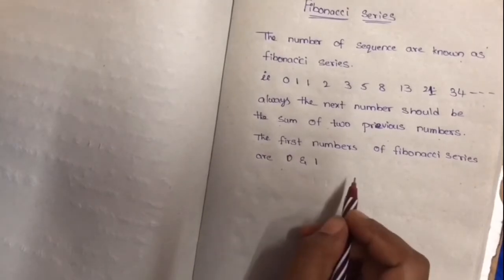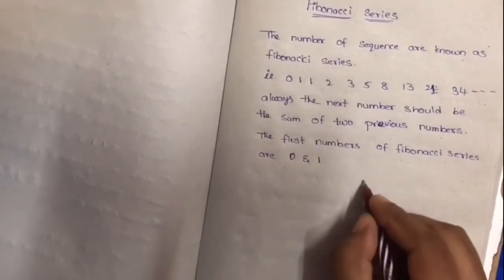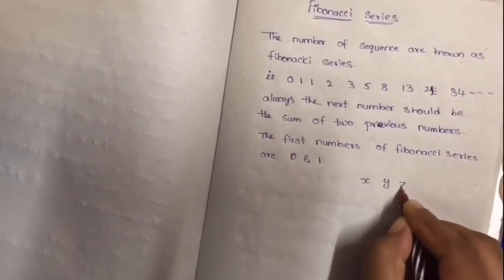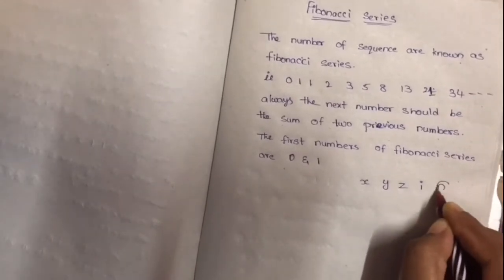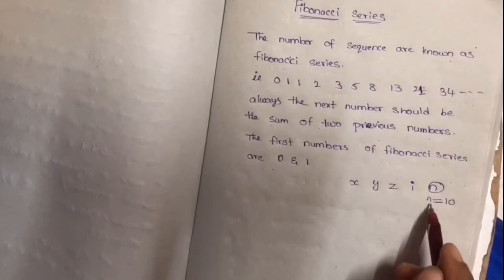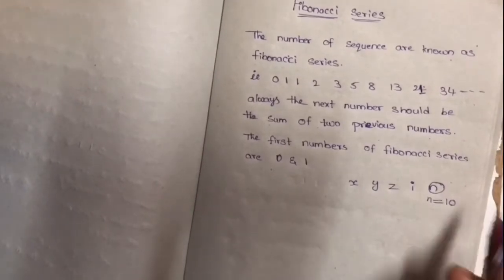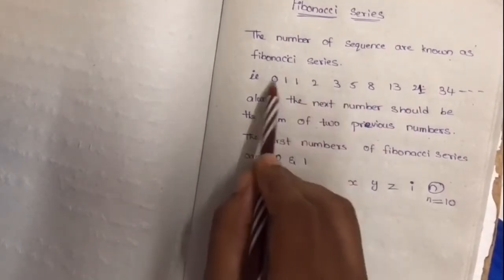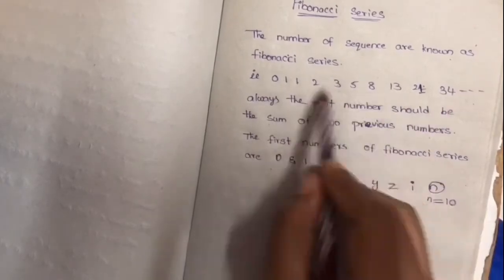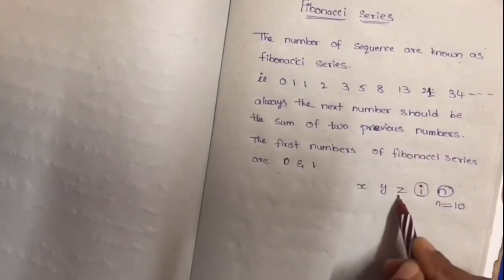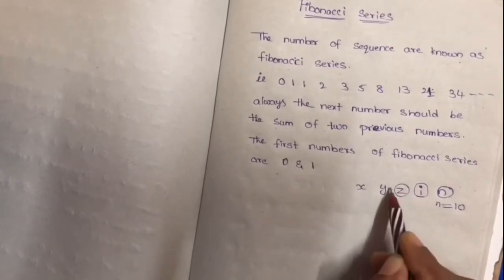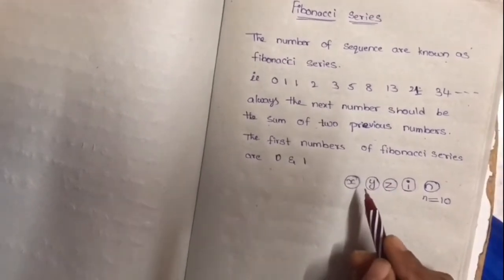For writing a program, we need five variables: x, y, z, i, and n. n is for representing the number of elements. For example, when we initialize n equals 10, then the series has 10 numbers, 0, 1, 2, 3 up to 10 numbers. Okay. i is used for incrementing values, and z is a temporary variable. x, y hold the previous two numbers.